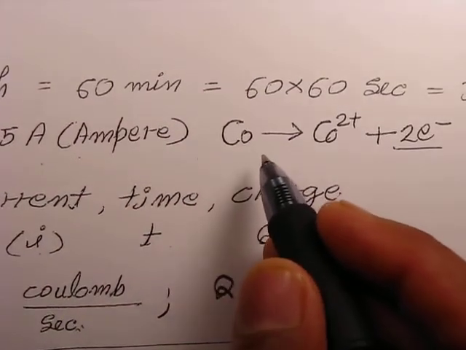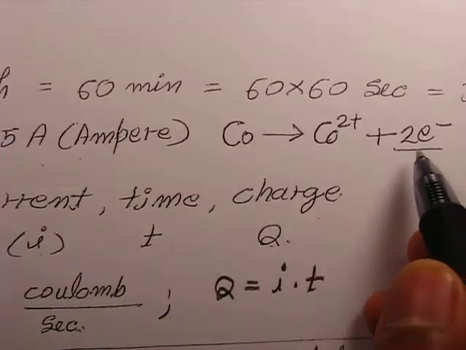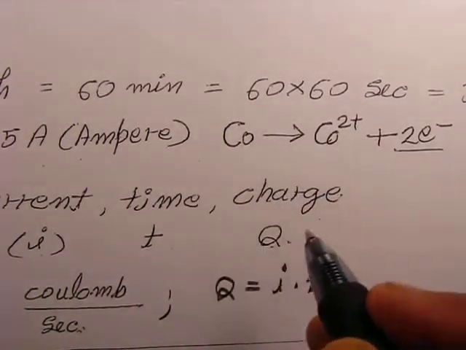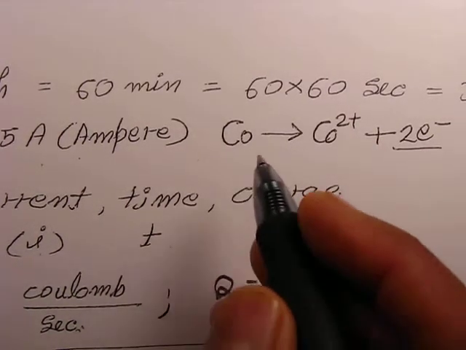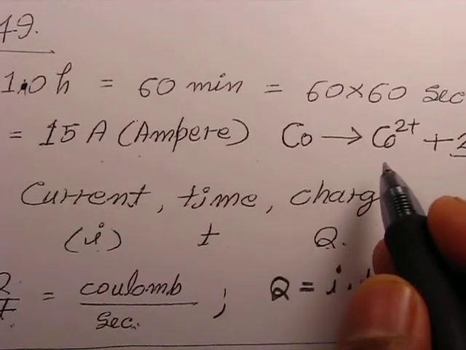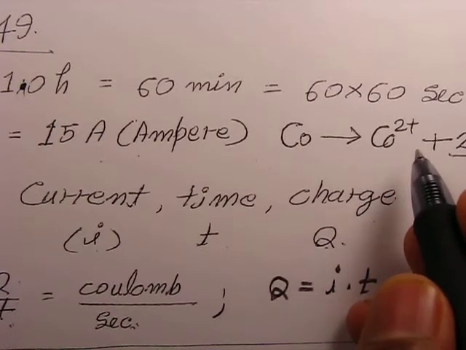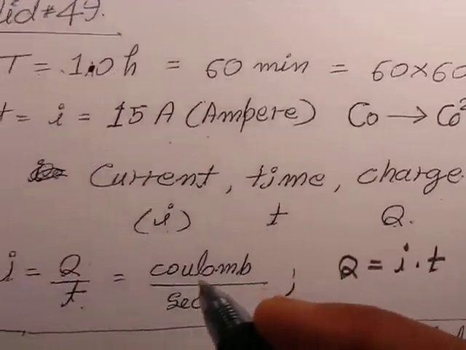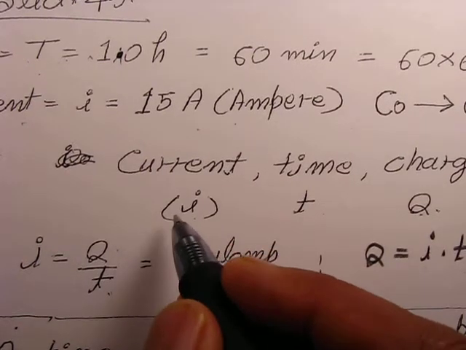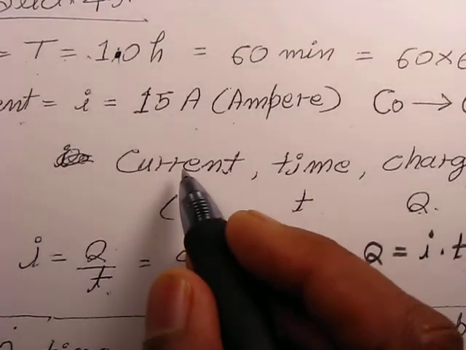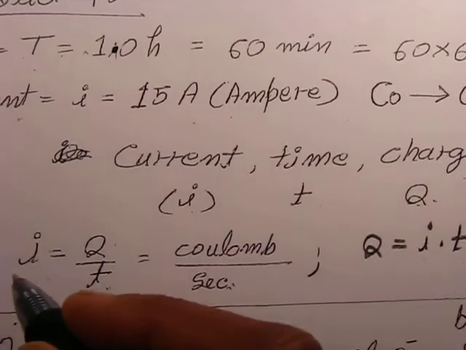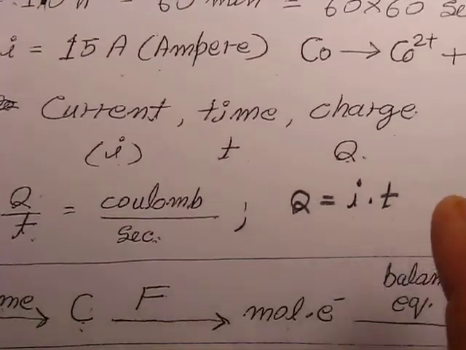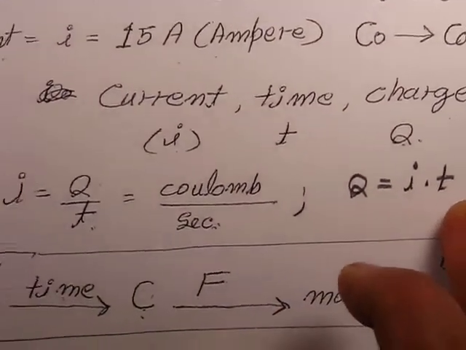Now you can see there are 2 electrons associated with this oxidation reaction. Cobalt solid is oxidizing into cobalt ion by losing 2 electrons, and we are going to use this formula, which is Q = IT, and I equals Q over T. So Q is equal to IT, right?